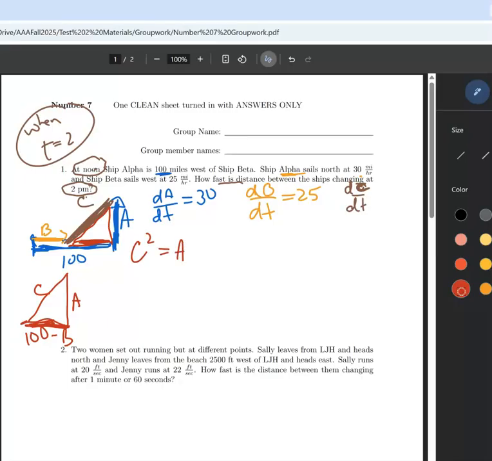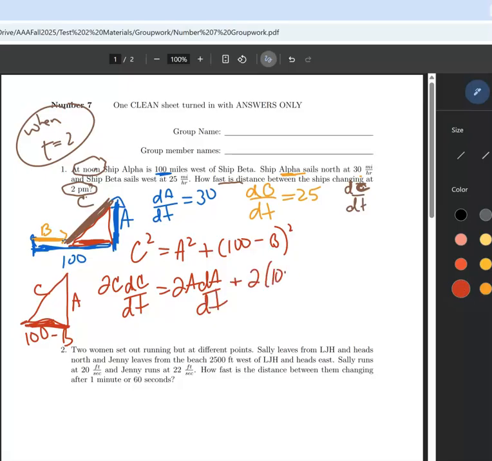C squared is A squared plus (100 minus B) squared. So 2C dC/dt equals 2A dA/dt plus 2. Now let's be careful with our chain rule here. (100 minus B) to the 1 power times negative dB over dt. Well, let's get rid of all those 2's, first of all.